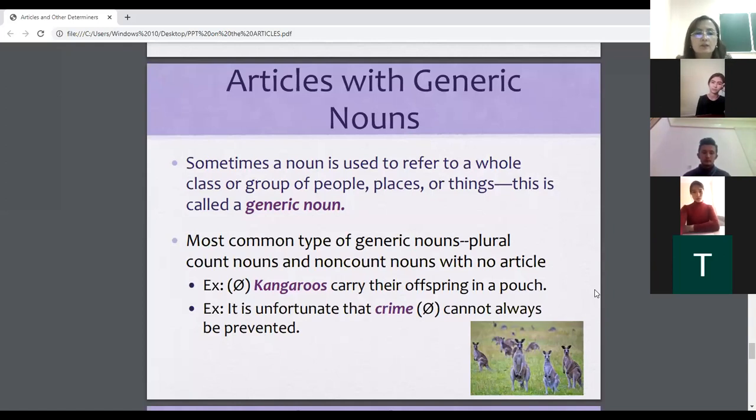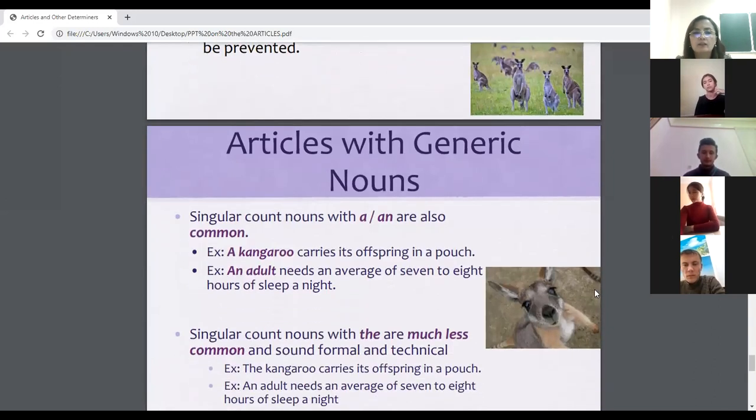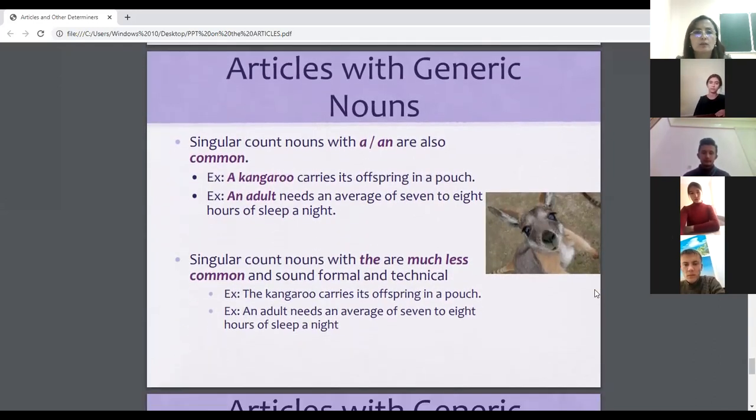Another example, it is unfortunate that crime cannot always be prevented. Crime, yeah? Without any article here again. Articles with generic nouns we will continue to talk about. Singular countable nouns with a, an are also common. For example, a kangaroo carries its offspring in a pouch. For another example, an adult needs an average of 7 to 8 hours of sleep a night.